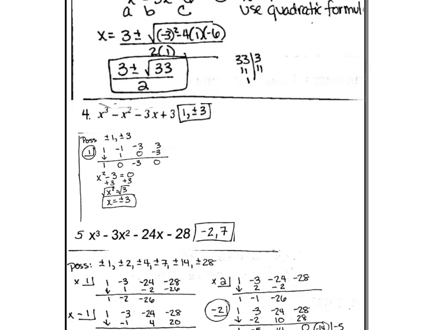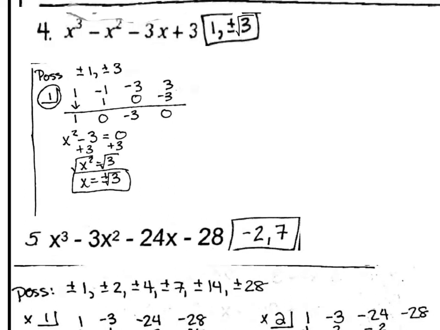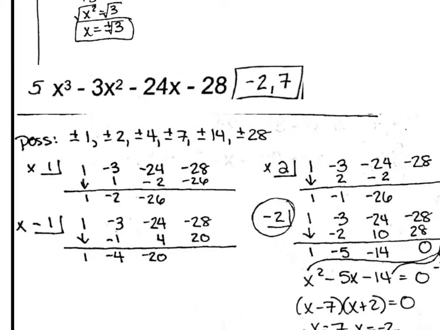Number 4, the answers were 1 and plus or minus the square root of 3. The 1 was from synthetic division, and then that left you with x squared minus 3, so you add 3 to both sides, and then when you take the square root of it, remember you have to put the plus or minus symbol in there. Number 5 was negative 2 and positive 7.